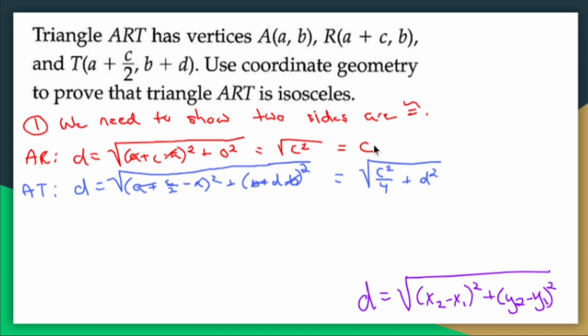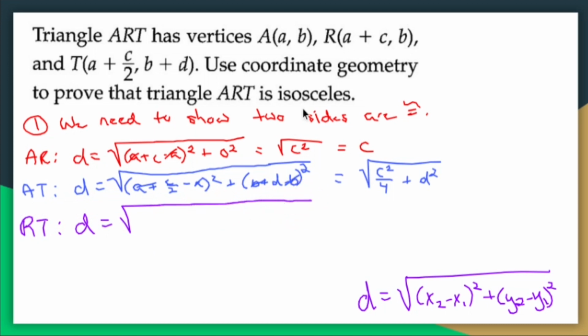Obviously, AR and AT are not the same. So I'm guessing that RT is going to be the same as AT. And if it's not, then it better be the same as AR. Otherwise, I wasted my time. So let's find RT. Retweet. Twitter, a dying platform.